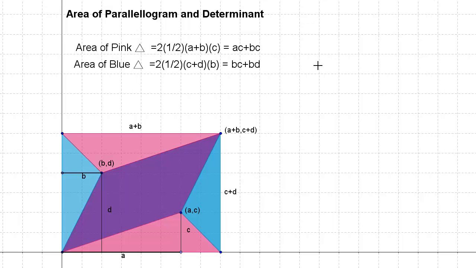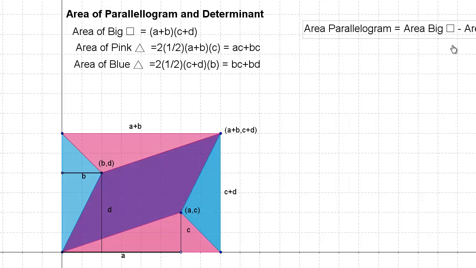In a similar way, the areas of the blue triangles are 2 times 1/2 times base times height. In this case, the bases are vertical, and both blue triangles have a base of C plus D. Both blue triangles also have a height of B. So when you distribute that B to both terms, the 2 and the 1/2 cancel out, and you get BC plus BD. So these are the 2 areas we're going to subtract out from the area of the big rectangle to get what area is left over.